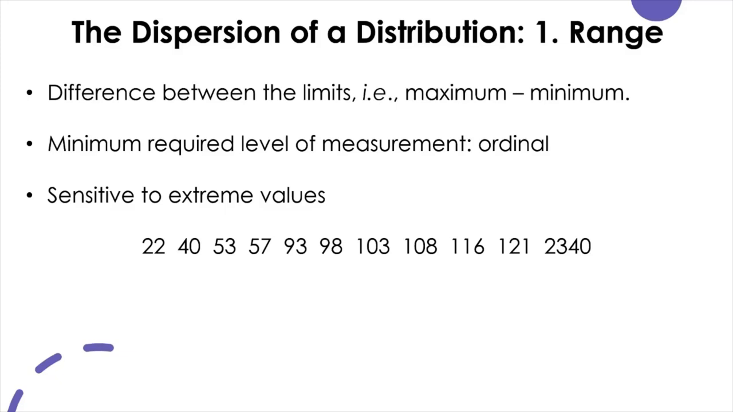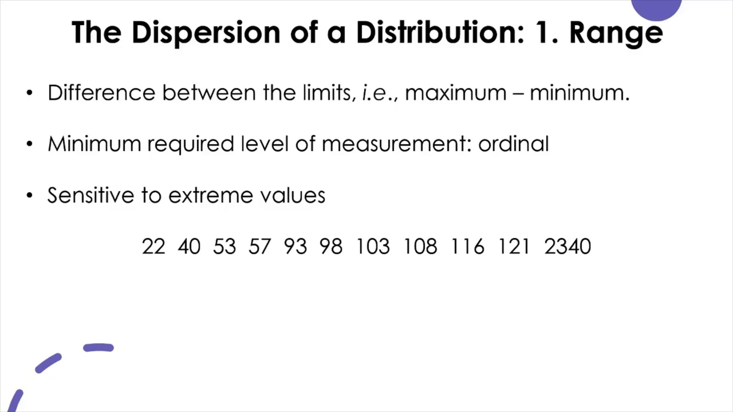So we have already seen this statistic before when we needed to determine the width of a bin to construct a histogram. The minimum level of measurement of data to calculate the range should be ordinal and above, because you need to be able to find the minimum and maximum. That implies you can rank order the data, right? Which is a property of the ordinal level of measurement. So you cannot calculate the range for nominal data.